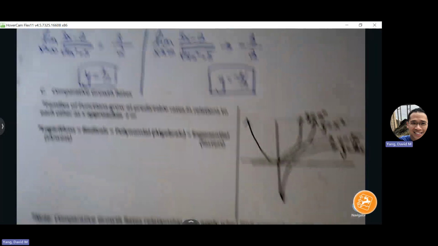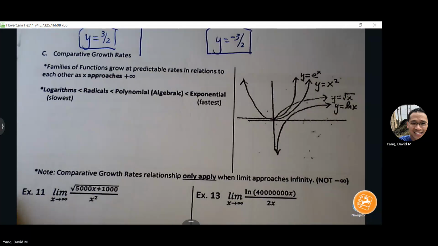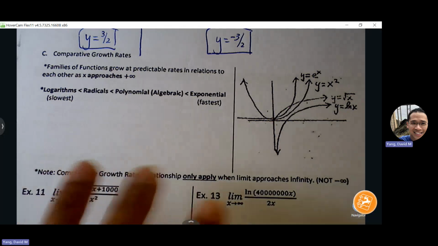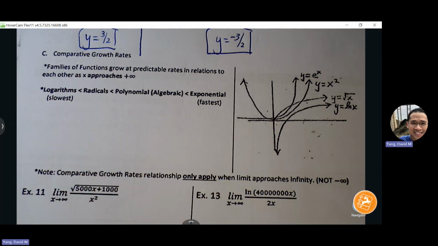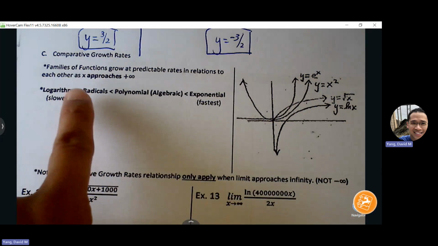Okay, next up, comparative growth rates. So sometimes we're able to decide how the graph is behaving in certain situations. This only works for very specific situations, but sometimes it can save time and allows us to get to our limit without having to go through a bunch of extra steps. So it's nice to understand this section here, comparative growth rates. So this is what we can do.